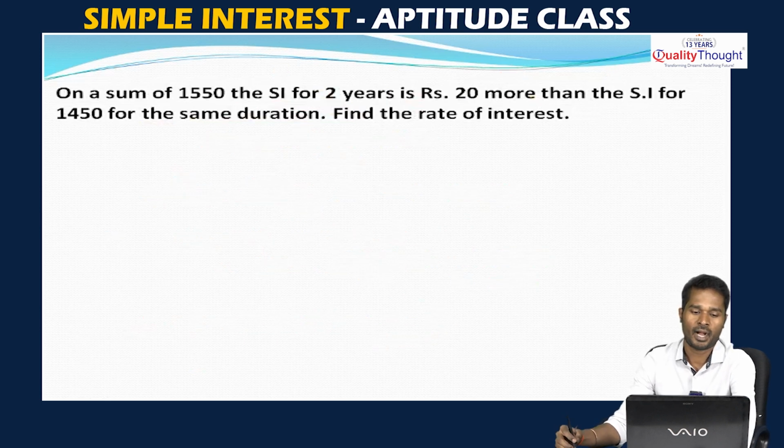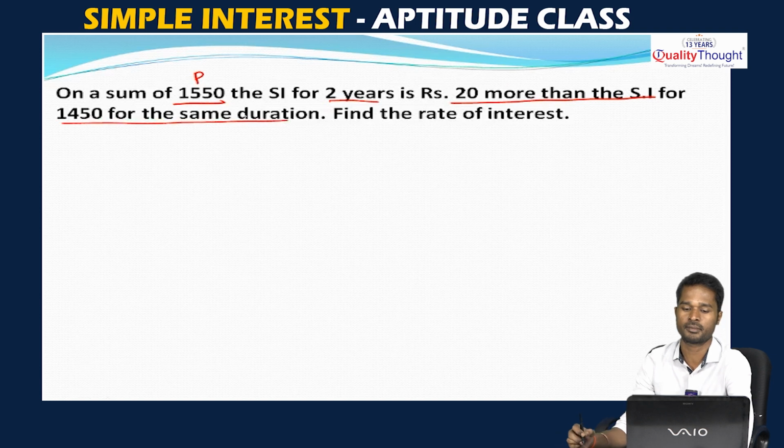See the question: on a sum of 1550, that means this is P, the simple interest for 2 years is 20 rupees more than the simple interest on 1450 for the same duration. Find the rate of interest. That means two amounts, 1450 and 1550, were given on simple interest basis for 2 years. On 1550 the simple interest is 20 rupees more than the value on 1450.